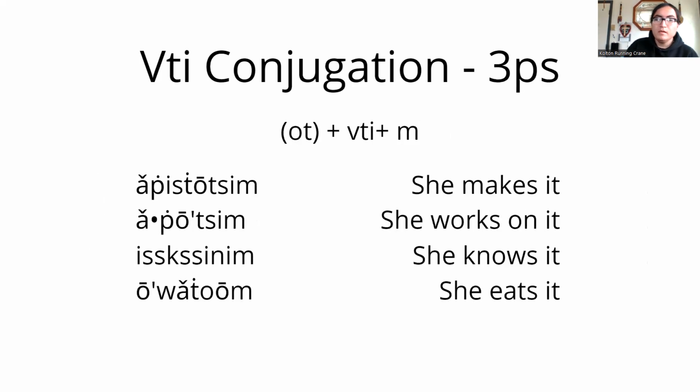Okay. Then for the third person singular, it's the same thing as the third person singular VAI, except you add an M to the end. So for instance, apistotsim, she makes it. Apotsim, she works on it. Isksenim, she knows it. Then owadoom means she eats it.